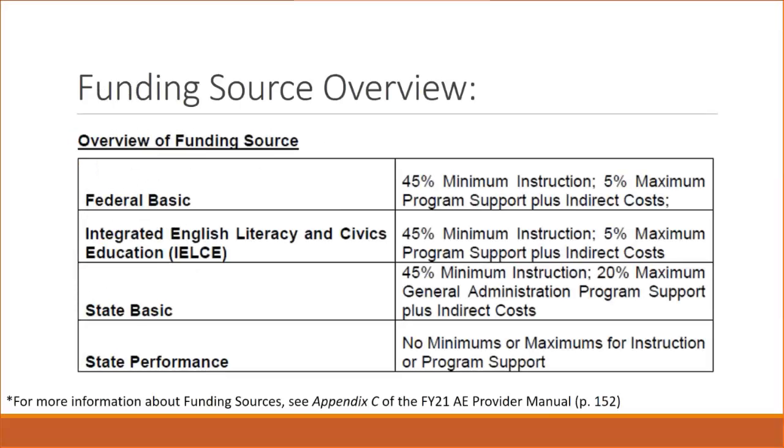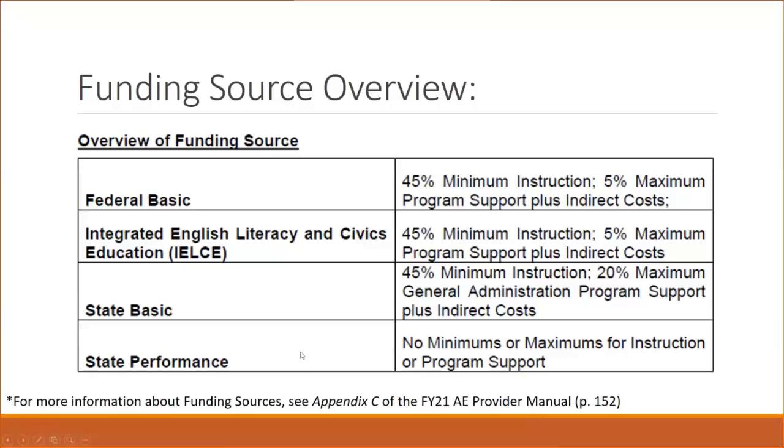So there are 4 different funding sources. We have Federal Basic, Integrated English Literacy and Civics, State Basic, and State Performance. And each of them has different parameters that dictate how you can use these funds. And if you'd like to learn more detailed information about funding sources, you can find that in Appendix C of the Fiscal Year 21 Adult Education Provider Manual, which starts on page 152.